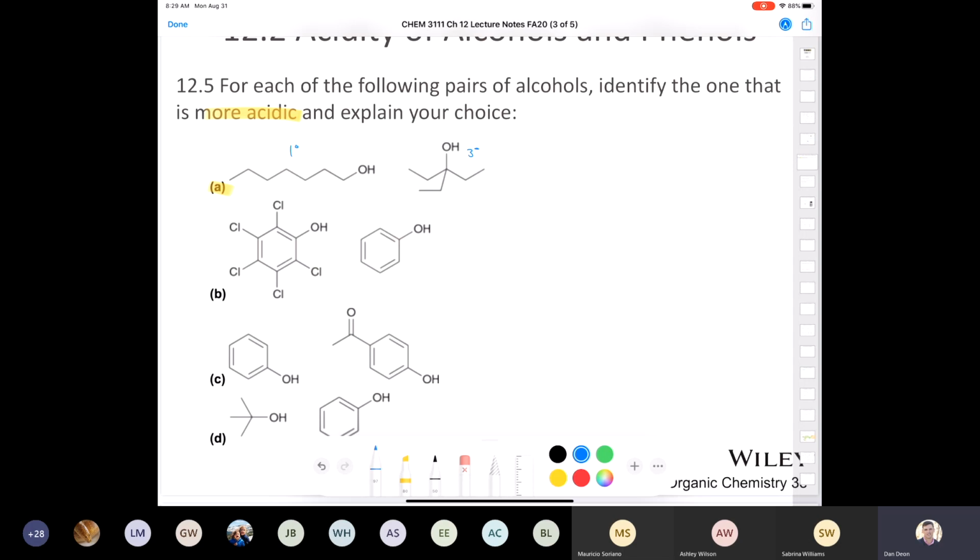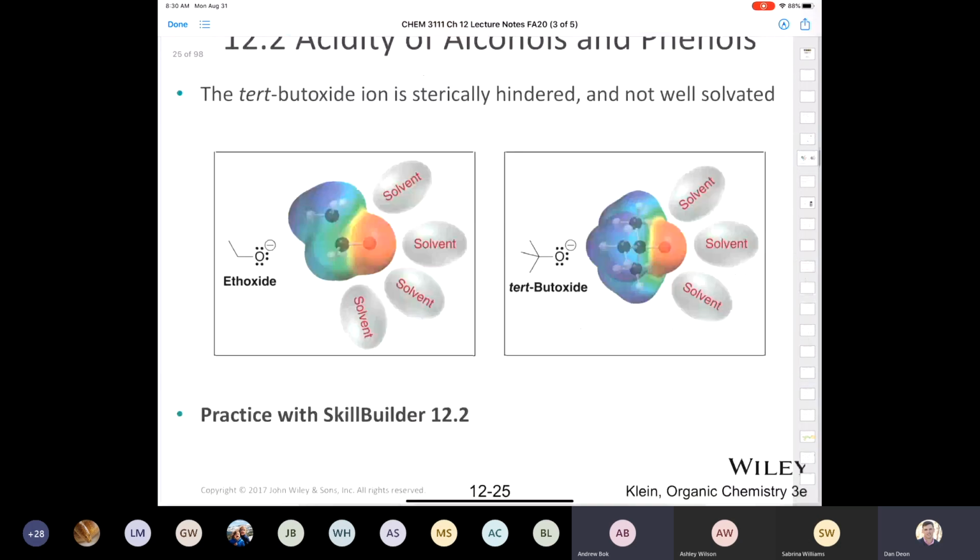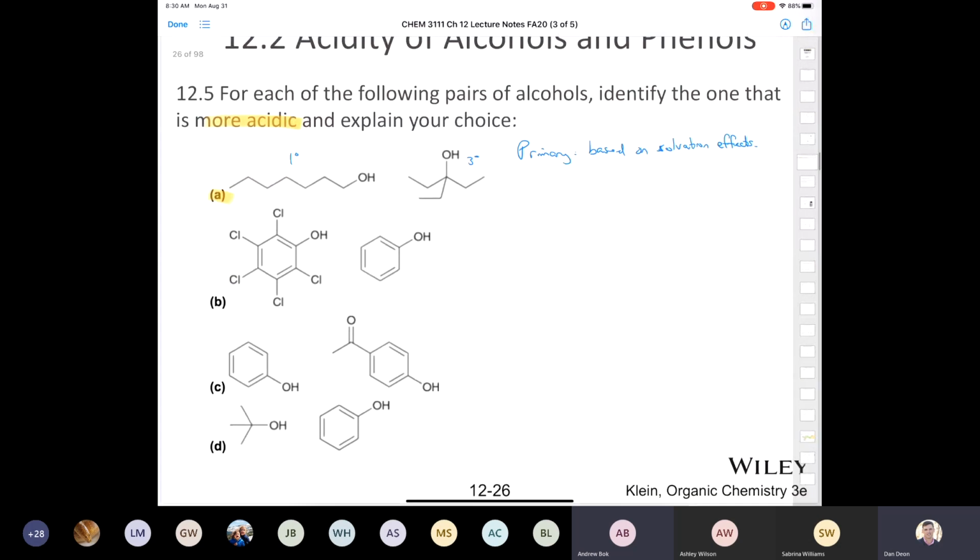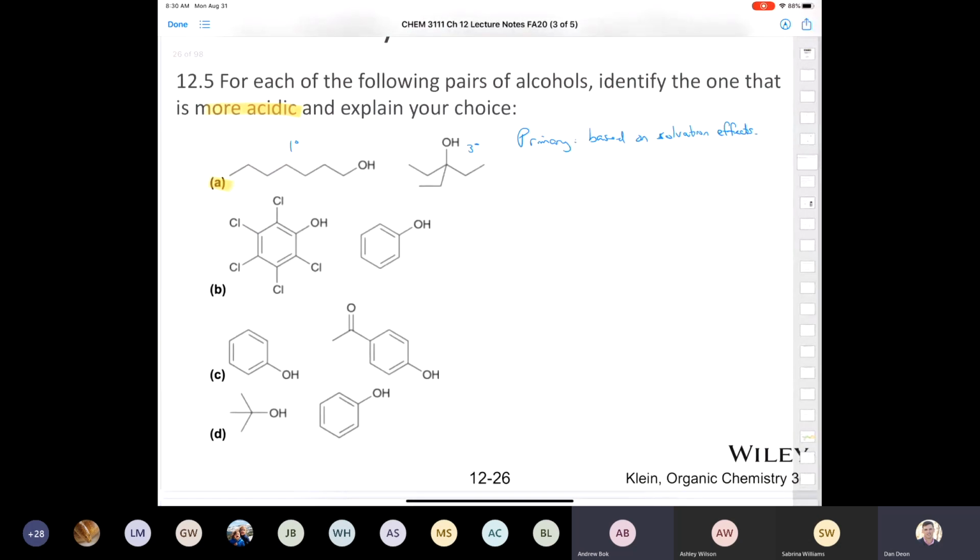Sorry, my chat seems to be acting up. Winona and Chris both say the primary, and I think you're right. It's going to be the primary, based on solvation effects. The rationale is shown right here. This is a primary alcohol, and this is a tertiary alcohol. A primary alcohol is going to be more acidic, based on solvation effects. If you have your microphone unmuted, if you could mute it, that would be great.